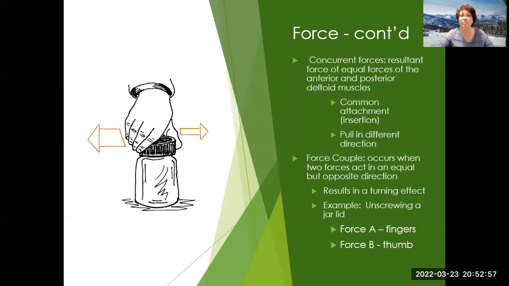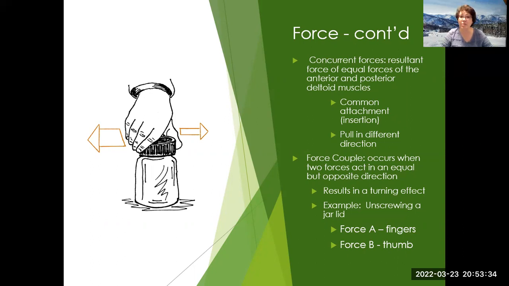So concurrent forces are forces that act together and pull in a different direction. So I have the picture of the jar because we have one force, the thumb force, going in one direction and the finger force going the other direction to produce torque. So sometimes in the body we have some muscles pulling in one direction and other muscles pulling in another direction to produce a rotational movement, to produce torque.